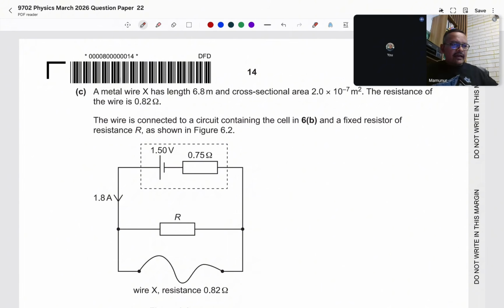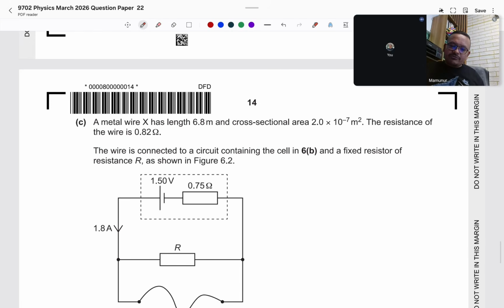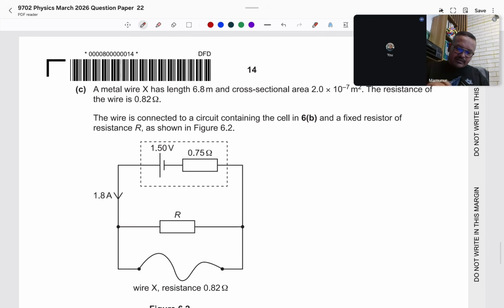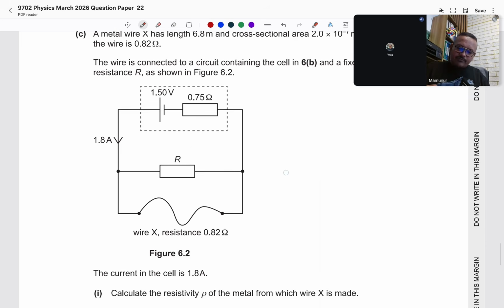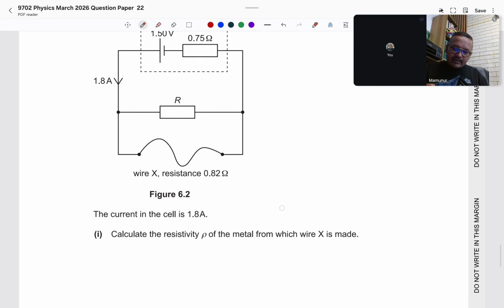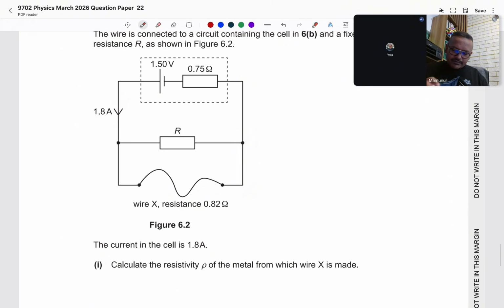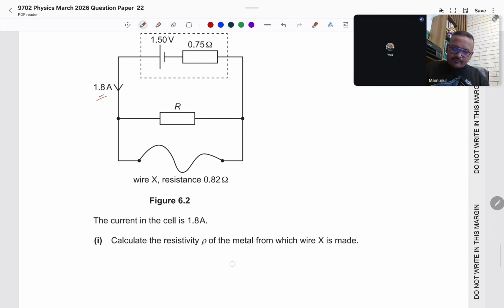A metal wire X has length 6.8 meter, cross-sectional area 2.0 into 10 to the minus 7 meter square. This is the circuit connection. The wire is connected to a circuit containing the cell and a fixed resistor, resistance R. Everything is given. The current in the cell is 1.8. Calculate the resistivity of the metal wire.